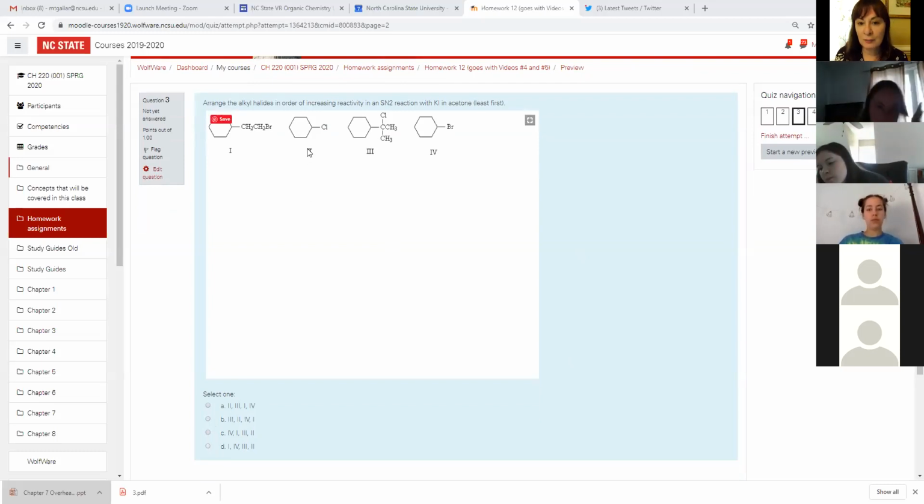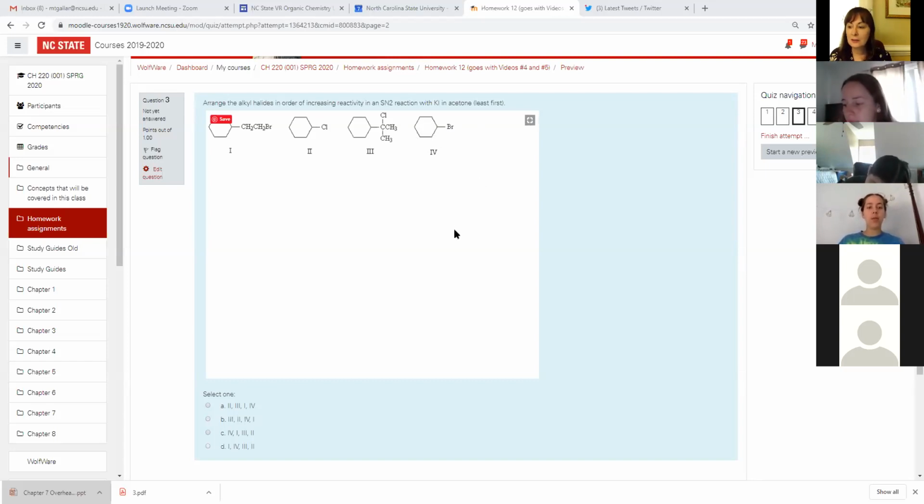Now, if you're wondering how we rank 2 and 4 if they're both secondary carbons, what could we use to rank those two? The leaving group. And which is a better leaving group, bromine or chlorine? Bromine, because it's bigger and less electronegative. So if bromine is more willing to leave, that means this one is going to be slower than this one in an SN2 reaction. Does that make sense?